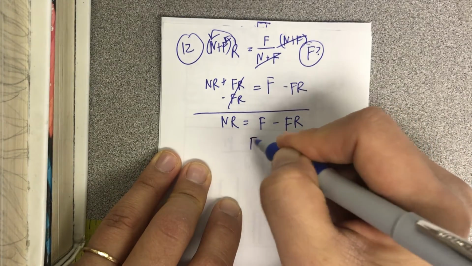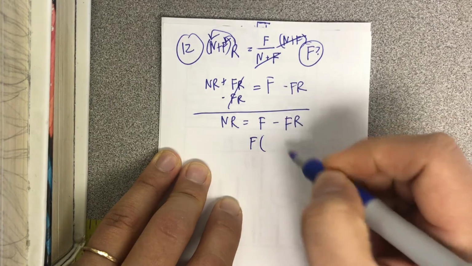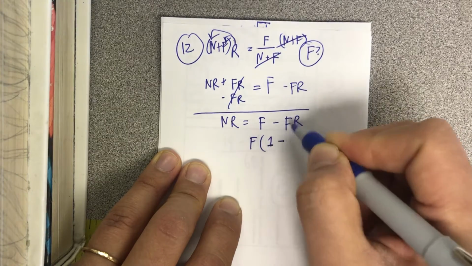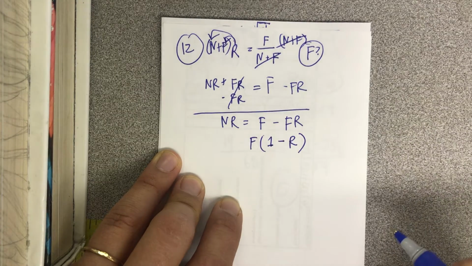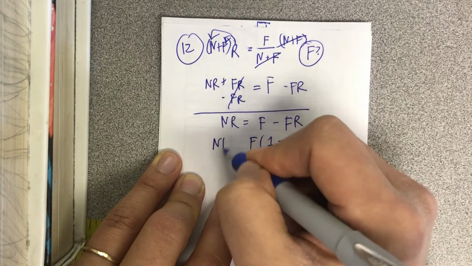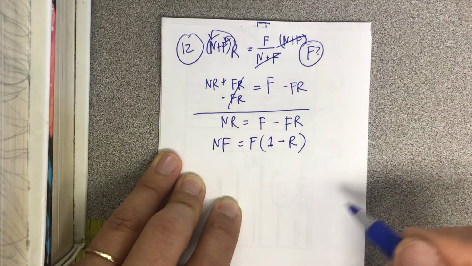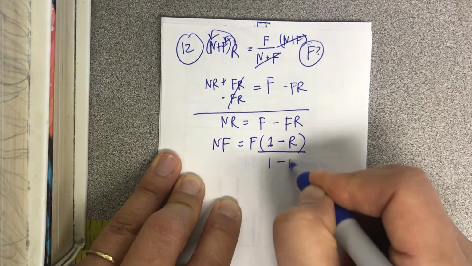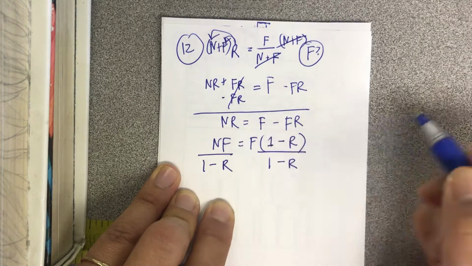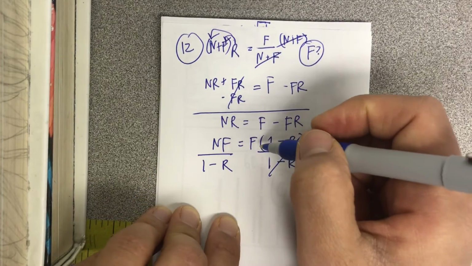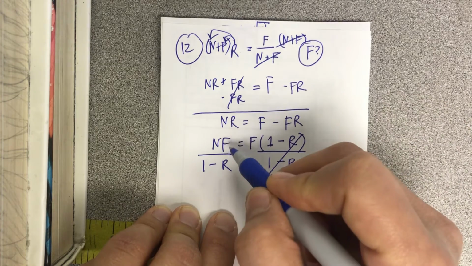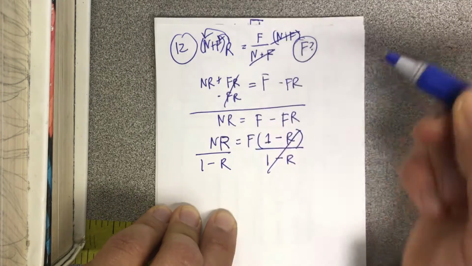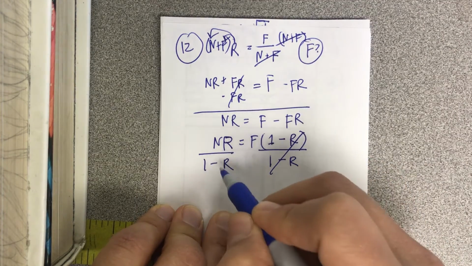I'm going to take the F out of here, and if F is taken out, it's just going to be a regular number 1 minus, and F taken out of there is going to be R. So I just pulled it out. This is going to be NR equals. So now, if I want to have the F by itself, I'm going to have to divide by 1 minus R. 1 minus R. That crosses out. So F is going to be equal to NR, sorry, I wrote NF, but I meant NR. NR over 1 minus R.